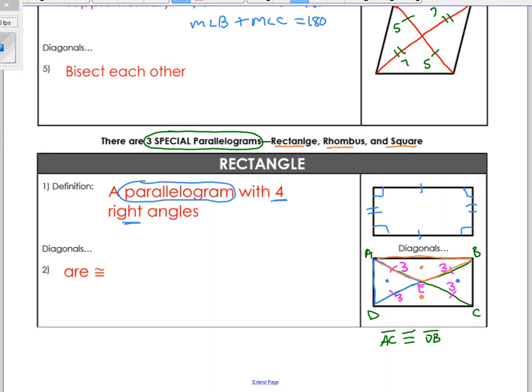So lots of properties. So that's what we're going to lead into with proofs. Okay, so pause it if you need to, go back and label.